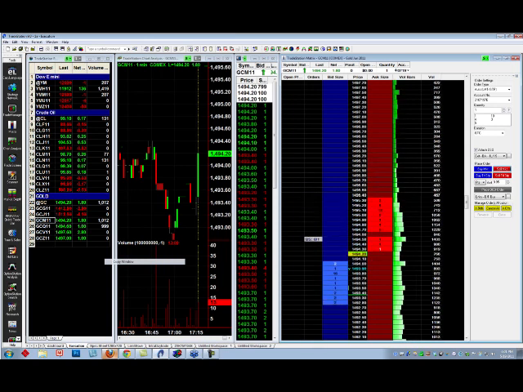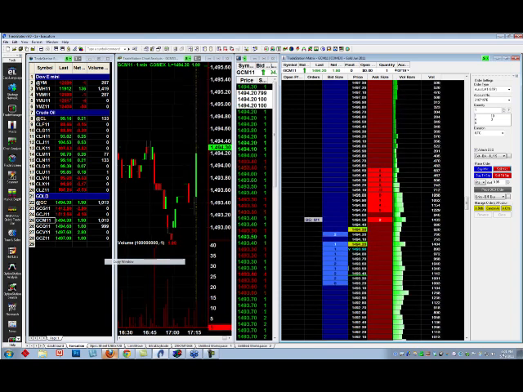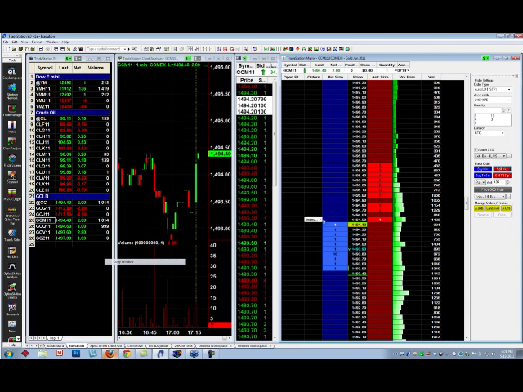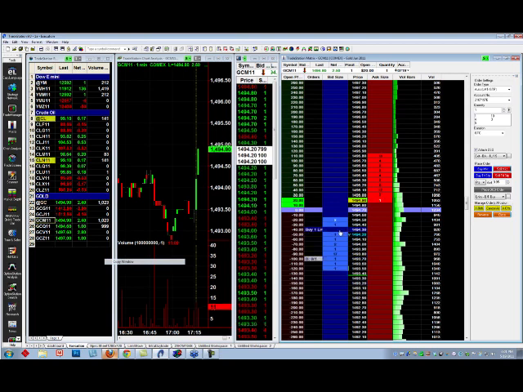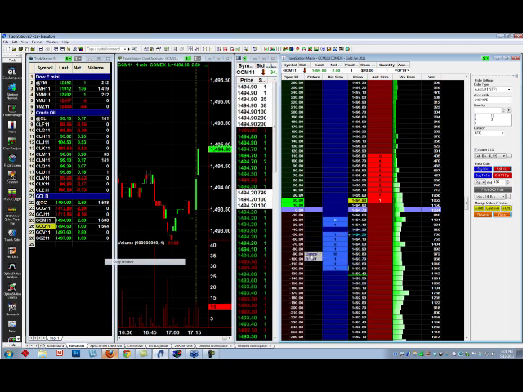It's usually a little faster than this. As soon as I get, oh yeah, there we go. Here we go. Should be getting filled any second now. So that would be a 10 tick move, and my entry will be 11 ticks.